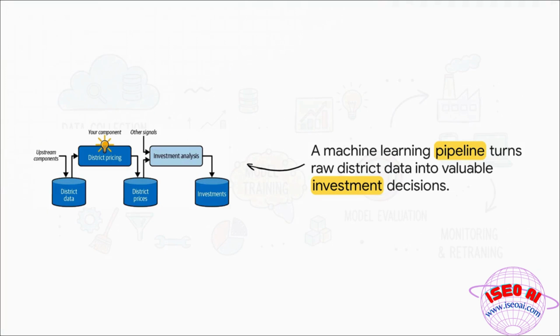Now, this is super important. Our model? It's not some island. As you can see here, it's really just one piece of a much bigger puzzle. Its predictions, the district pricing, get fed into this larger system that makes the final call on the investment. This whole workflow is called a machine learning pipeline. And it really shows you why our model has to be as accurate as possible.